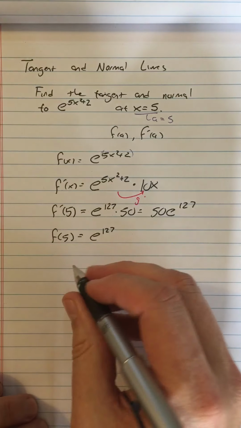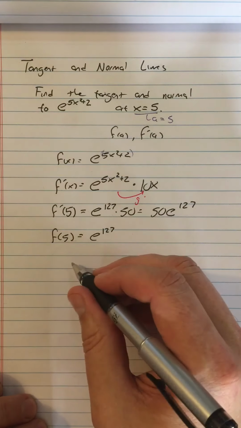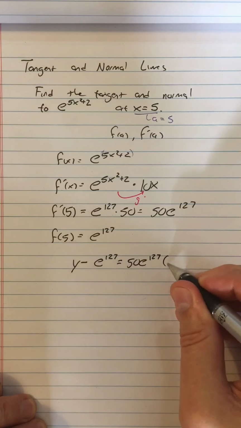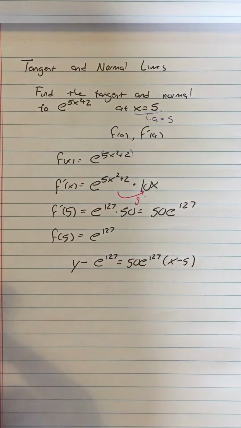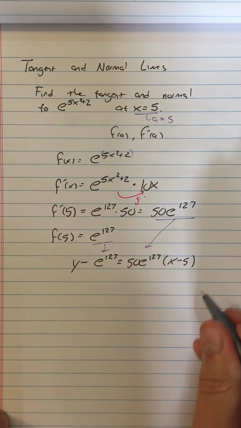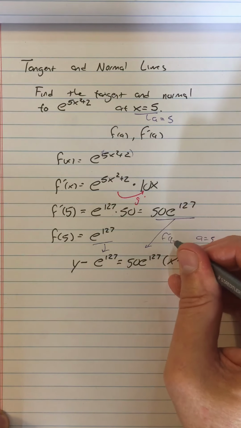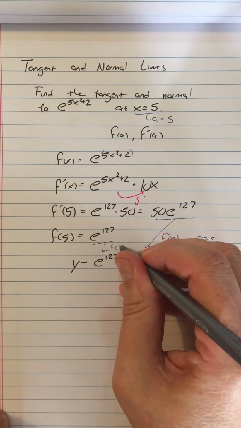All right, so then I can write the equation of the tangent. It is going to be y minus e to the 127 equals 50 e to the 127 times x minus 5, okay? So the f of 5 is going here, the f prime of 5 is going here, and a equals 5 is going here, right? This is f prime of 5, this is f of 5.